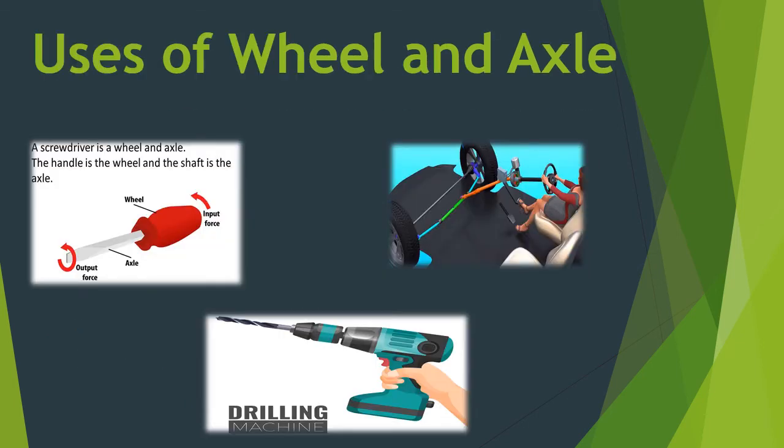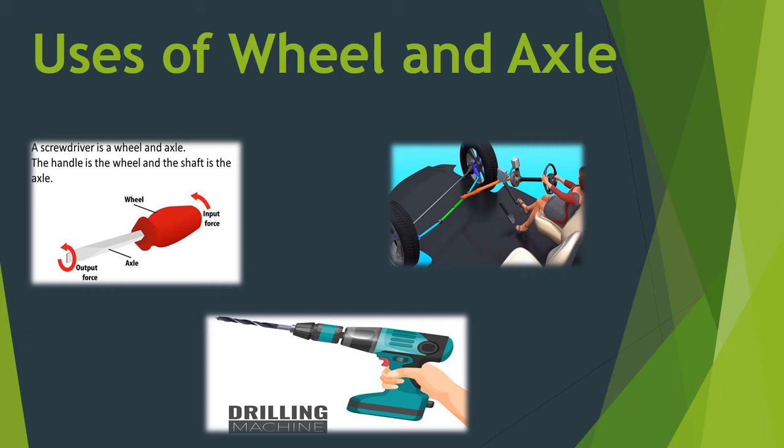We'll discuss some of the uses of wheel and axle in our daily life. So the first use is in the screwdriver. A screwdriver is a wheel and axle. The handle is the wheel and the shaft is the axle. So here this handle is the wheel, and this shaft is the axle, and we apply force on the wheel. We turn the wheel by applying force and the axle also moves.